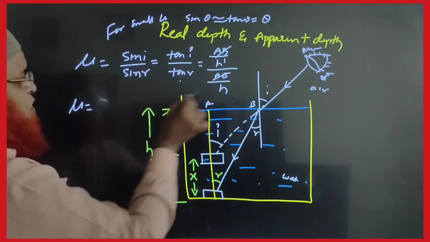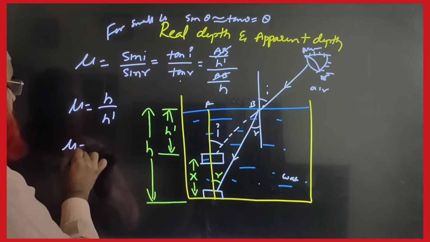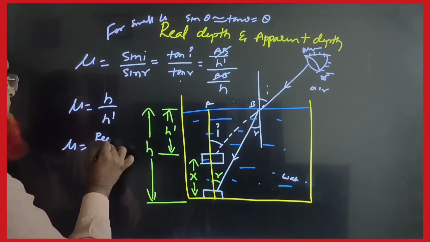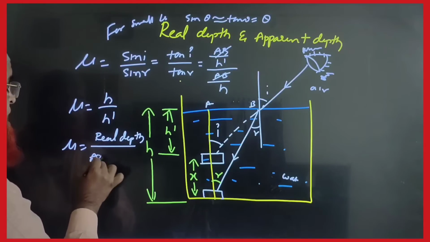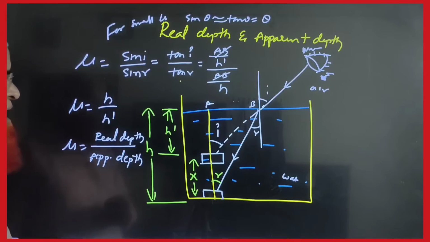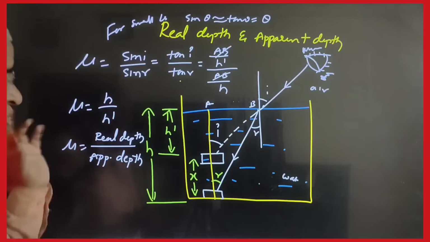So refractive index, what is left? H will go to the numerator and H dash is in the denominator. So refractive index is H by H dash. H is said to be the real depth, and H dash is said to be the apparent depth. Real depth by apparent depth. This is one more formula: real depth by apparent depth.